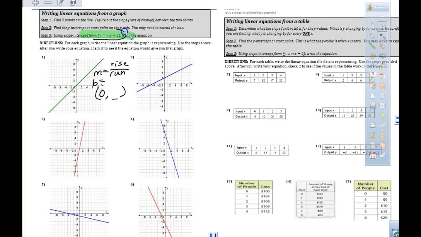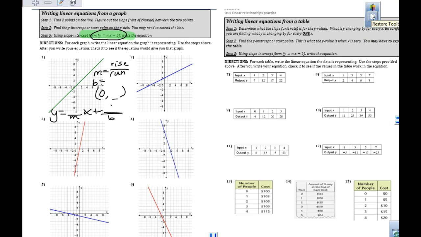Every answer has to be in this form. So my final answer for question number 1 is going to be like this. I just have to figure out what the M and the B are. This is where the M goes, this is where the B goes, okay? On that second page, we did a couple of these in class.